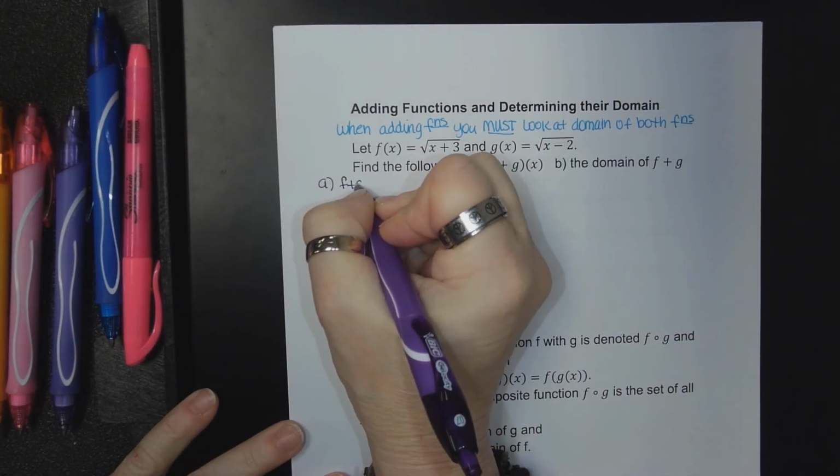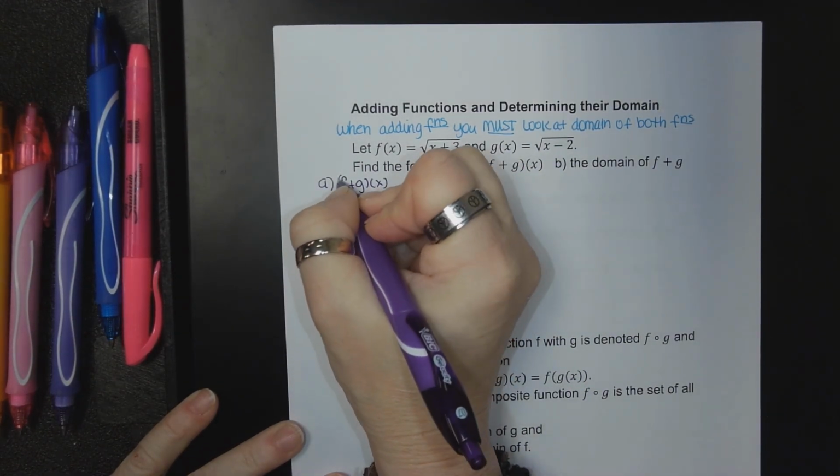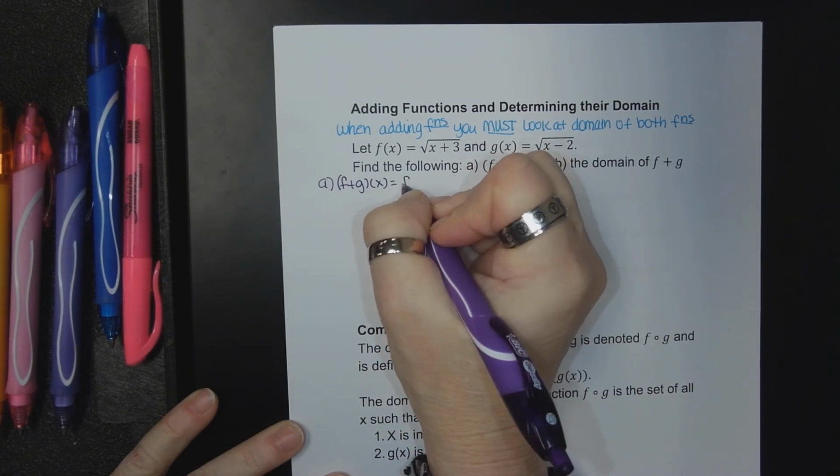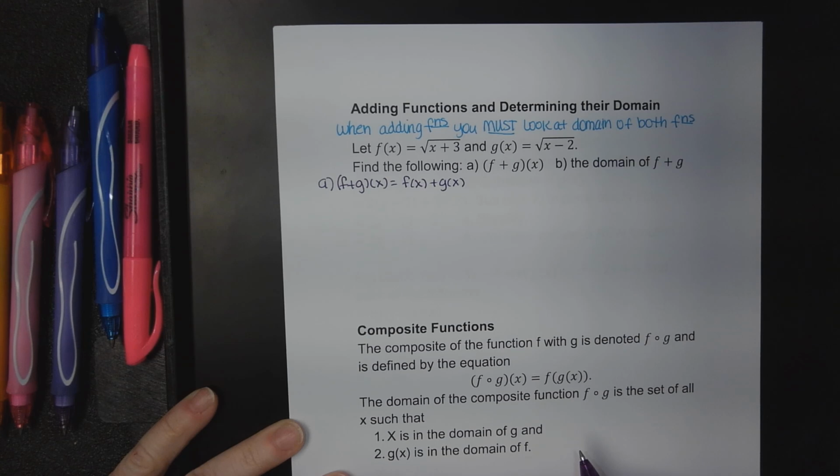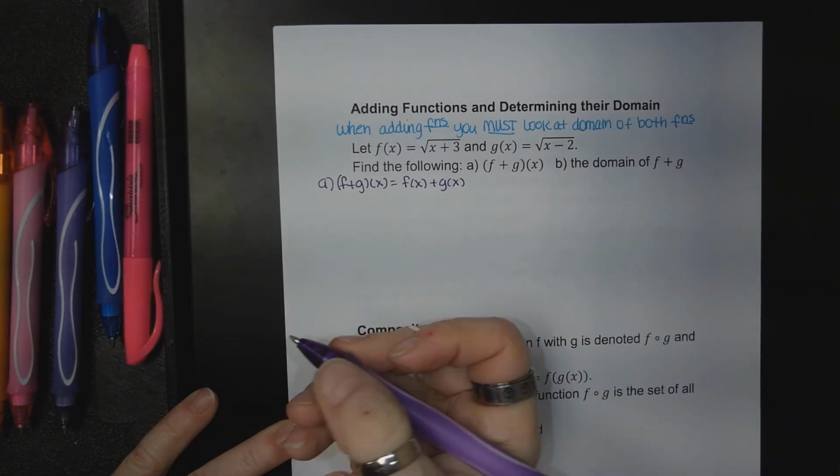If we find f plus g of x, we know that that is the same thing as saying we're going to do f of x plus g of x, okay? And I'm going to step down here because we don't have a whole lot of space.